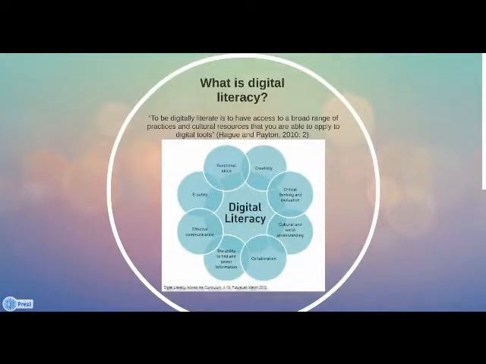To be digitally literate or a digital native is to have access to a broad range of practices and cultural resources that you are able to apply to digital tools. Children today as a whole are becoming increasingly digitally literate due to their exposure to technology and online resources, meaning that teachers and schools must keep up with emerging technologies in order to be able to develop both the digital natives and the non-digital natives.